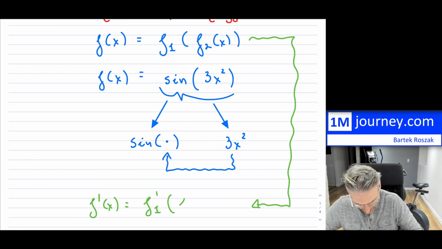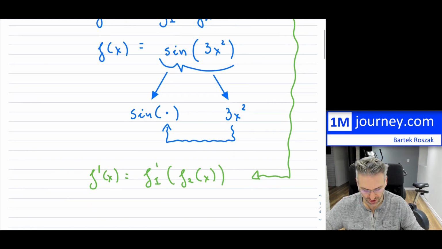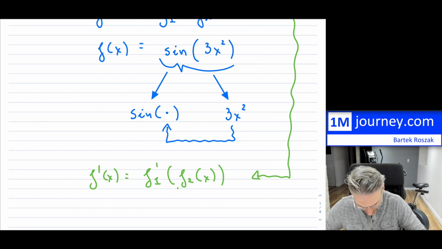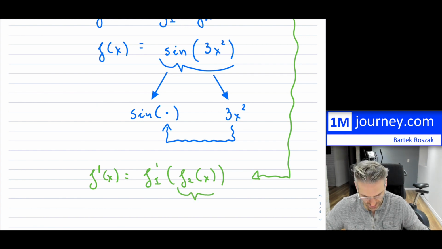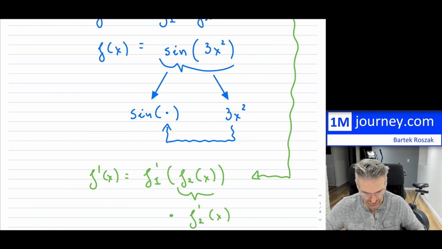I don't want to write this incorrectly. So I would have this argument in here, but then I would have to multiply this, right? I would have to multiply it by the derivative of this. So this would have to be multiplied by the derivative of the actual argument of the function.